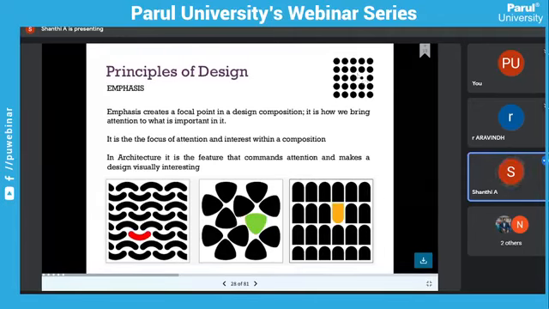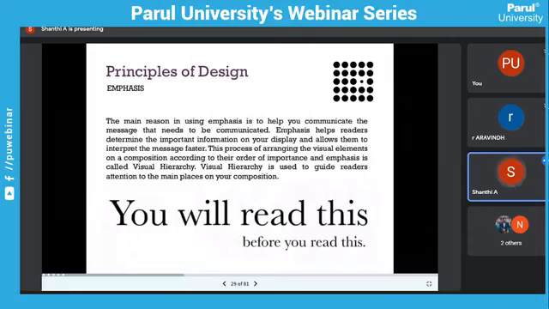Here again, they have just reduced the size of the circle, which is again emphasized here. So reducing the size also gives you a feel of emphasis. Not only when we increase the scale will the size of something attract our attention; when it is abnormally reduced, it will also grab your attention.